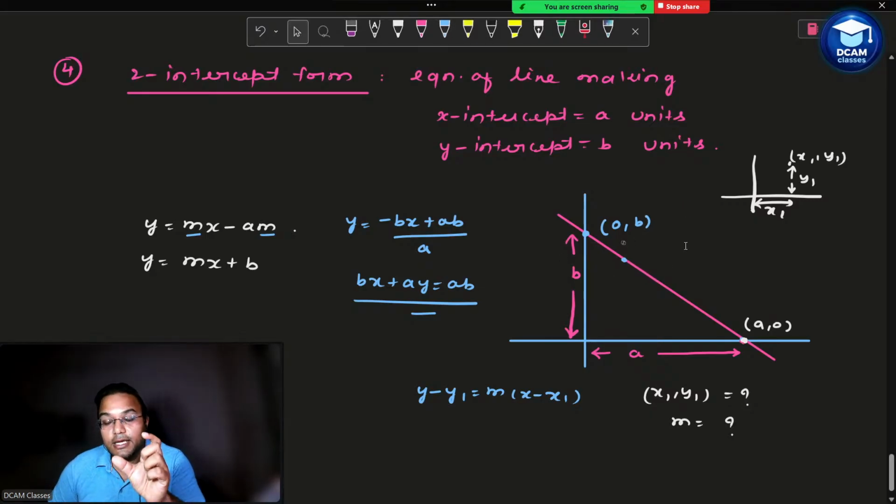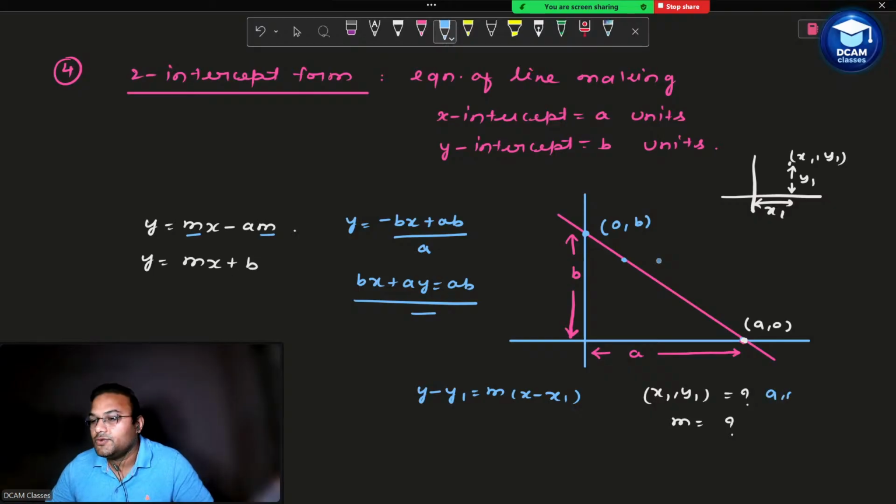Now see, in this particular line, you have got 2 points. It's up to you. You can choose a comma 0 or 0 comma b, like you have done earlier to find the equation. Suppose I take a comma 0 as a point. The other thing is you have to find the slope. With 2 points you can find the slope easily: y2 minus y1 by x2 minus x1, b minus 0 by 0 minus a. So you have got the slope as minus b by a.